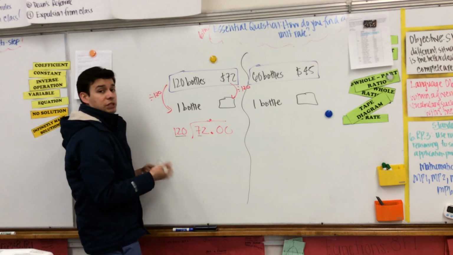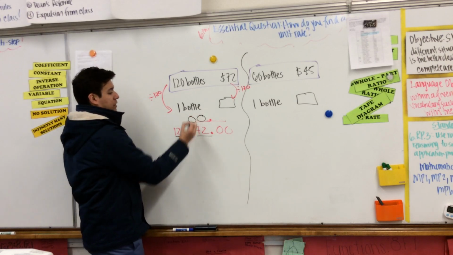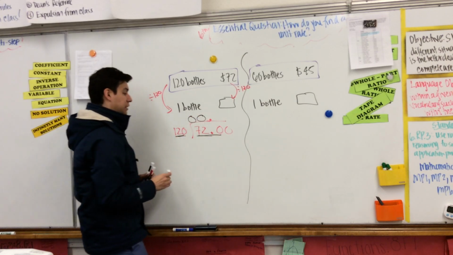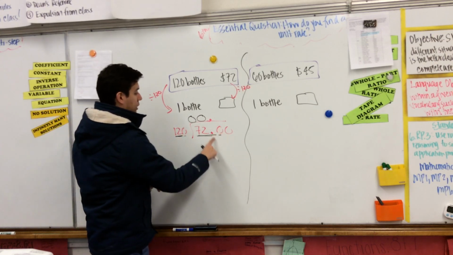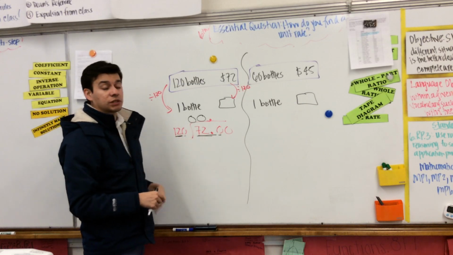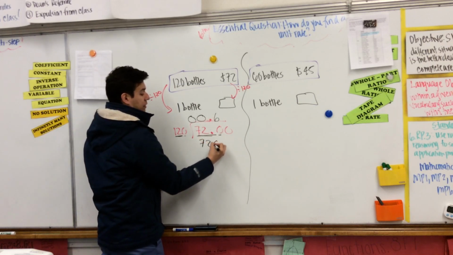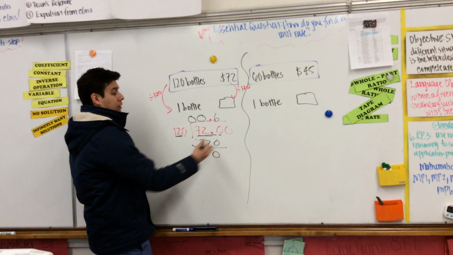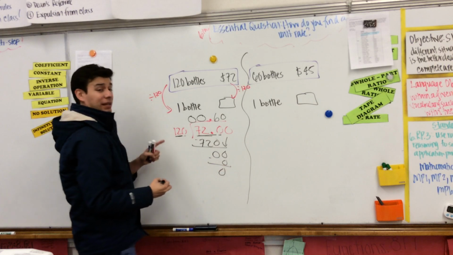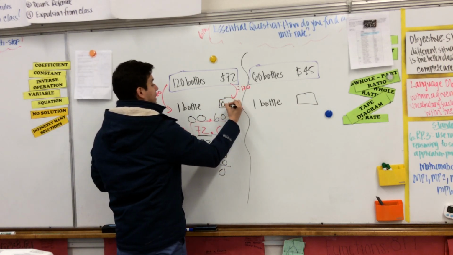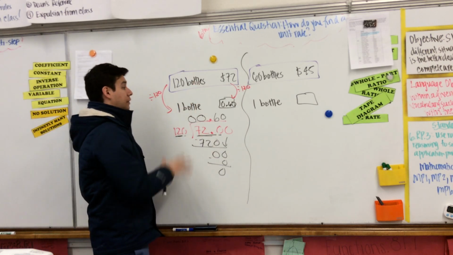120 goes into 7 0 times. 120 goes into 72 0 times. You could also put a 0 here if you want. 120 goes into 720. Let me show you a trick. 1 0 cancels with 1 0. So technically you have 12 goes into 72 how many times? 6. 6 times 120 is actually 720. That's a 0. Drop the other 0. 120 goes into 0, 0 times. So that means I have to pay 60 cents for one bottle of water if I go to this store. Okay? That's my unit rate.